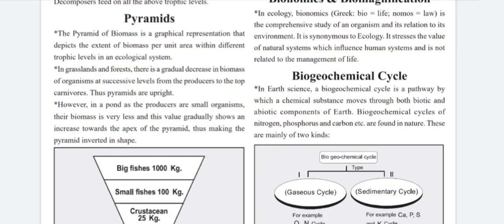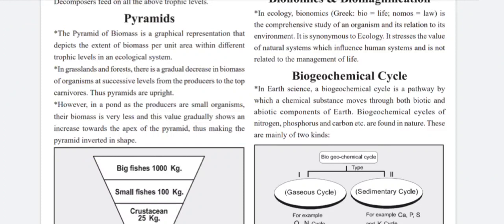The pyramid of biomass is a graphical representation that depicts the extent of biomass per unit area within different trophic levels in an ecological system. In grasslands and forests, there is a gradual decrease in biomass of organisms at successive levels from the producers to the top carnivores. Thus, pyramids are upright.